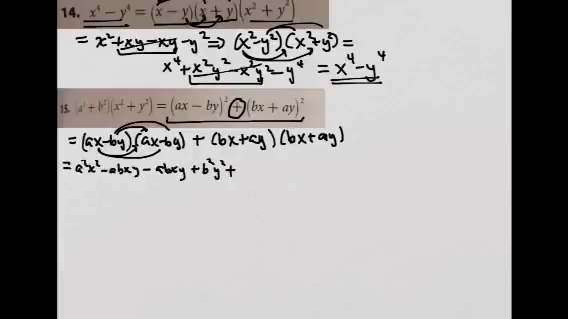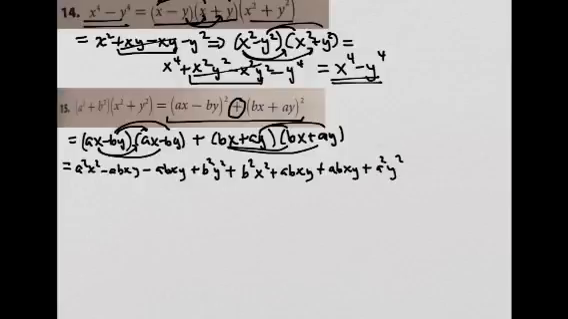So now I'm going to move on to the next pair of factors. So that's going to be this times this, so that's going to be b squared x squared, and then this times this plus abxy, and then this times this plus abxy, and then this times this plus a squared y squared.